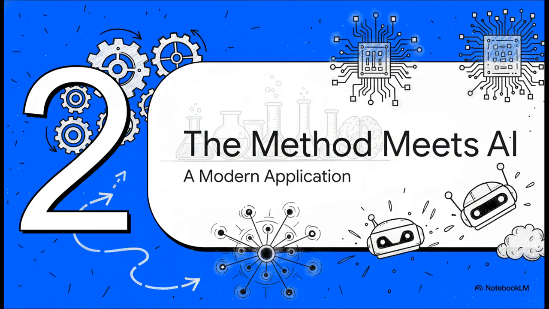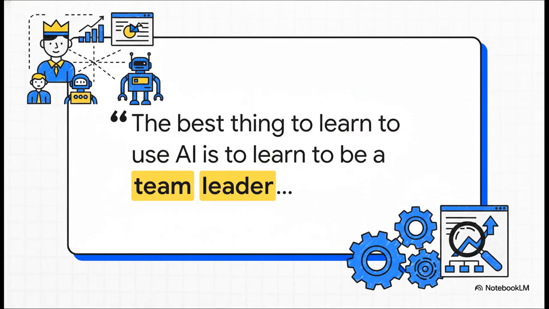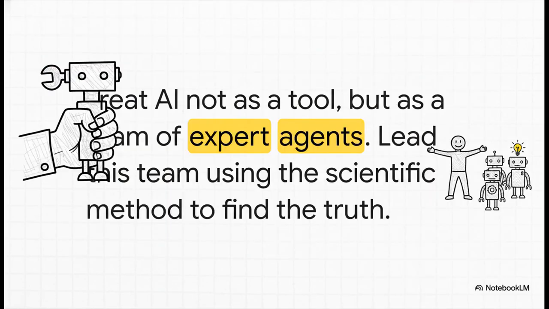All right, so that's the classic framework. Pretty cool. But now let's take that same idea, that same centuries-old method, and see how it's being used in a really surprising, super modern way with artificial intelligence. So technologist Guy Lakeman has this really fascinating idea. He says that the best way to learn how to use AI is to stop thinking like a user, and start thinking like a team leader. What does he mean by that?